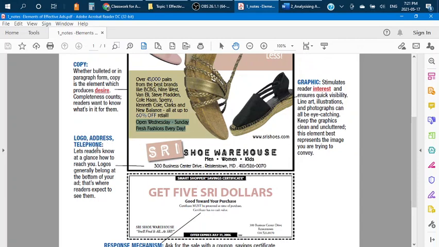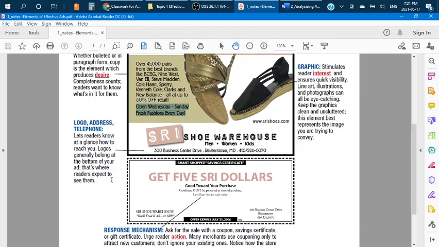So the logo, address, and telephone number are all right here, which is the other important part. Customers need to know where your business is and how to contact you. So this lets readers know at a glance how to reach you. The logo generally belongs at the bottom of your ad. Remember, this is where your logo goes, at the bottom. That's where many readers expect to see it.